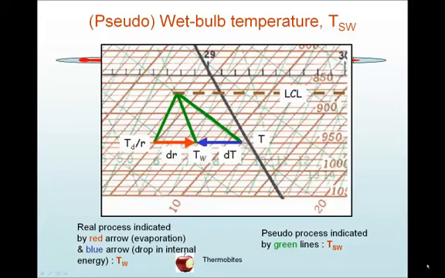We can also do this in a pseudo-adiabatic sense using the green lines. So, lift the parcel along a dry adiabat and an isopleth of mixing ratio until the two lines intersect. That is, we have condensation. The parcel reaches its lifting condensation level. Now lower the parcel along a saturated adiabat back to the original pressure and we attain the value of wet bulb temperature.